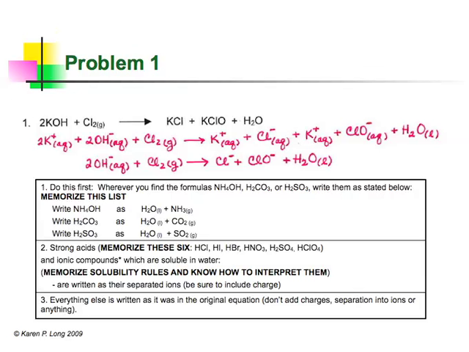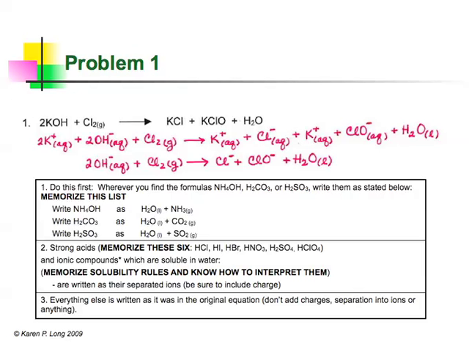First, check if any of the three compounds that decompose in water are in the reaction: NH4OH, H2CO3, or H2SO3. Nope, not there. Are there any strong acids? Nope. Ionic compounds which are soluble in water. All potassium compounds are soluble, so you can see that we have three things that will now be written as ions in the complete ionic equation. What else do we have? Everything else should be written as is, not as ions or anything different.